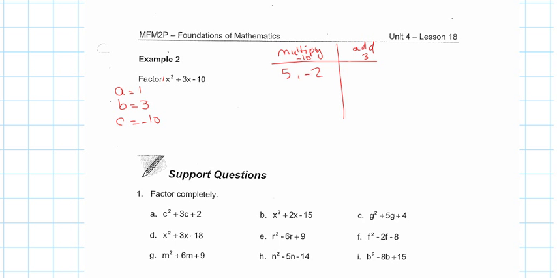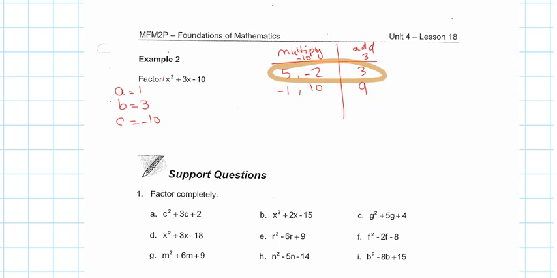Okay, give me another one. 2 times 5 or 5 times 2. And 1 and 10, right? That's it. Okay. What does 5 minus 2 add to? 3. How about negative 1 plus 10? 9. So which one is the right one? Which one adds to 3? The first one. Okay, so my factors are 5 and negative 2, right?